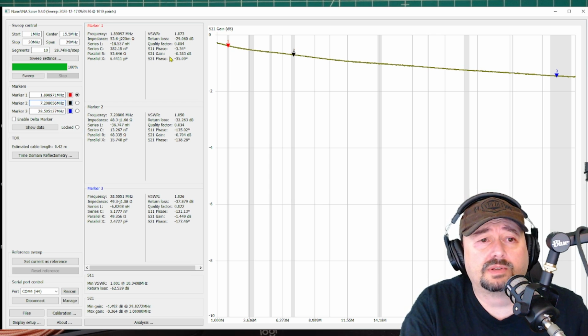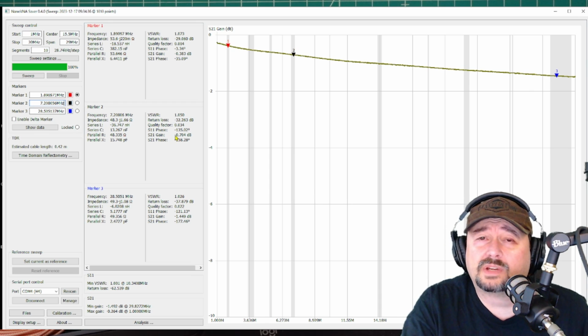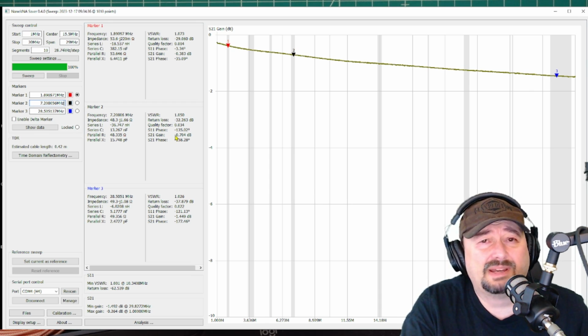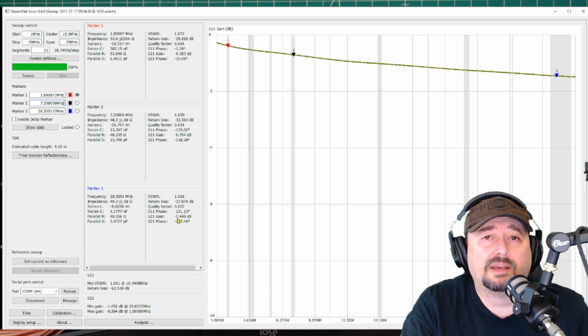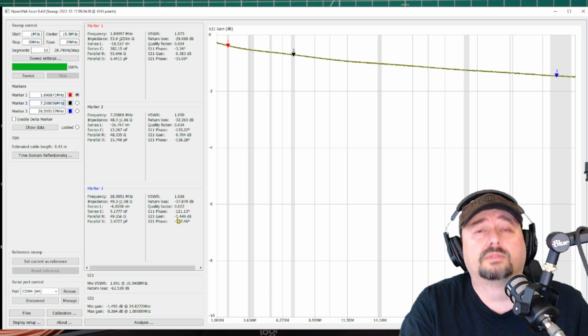Then at marker number 2, when we take a look down here at our S21 gain, we're negative 0.74. So we're getting some more loss. But again, I'm not worried about it. Marker number 3, we take a look at that. That is a dB and a half. And that's starting to add up to be a large percentage of our signal.